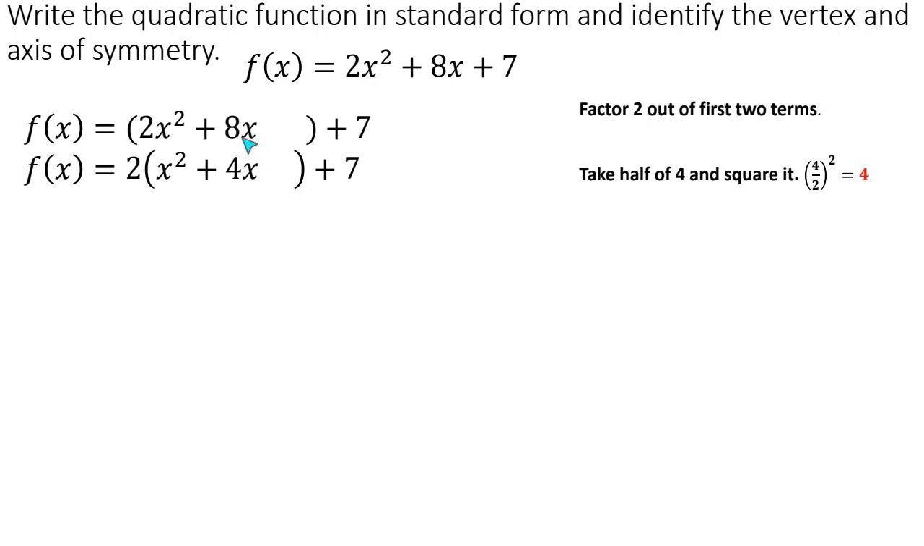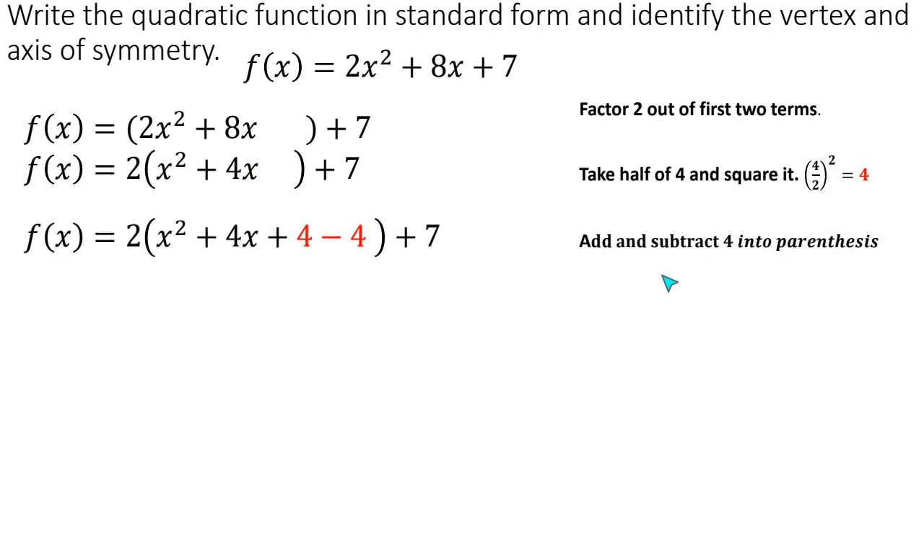I'm sorry, first we're going to factor out the 2, because remember that your x squared term has to have a 1 here. So if I factor out a 2, then I get 2 parentheses x squared plus 4x, and then parentheses plus 7. Now I can take half of 4. So half of 4 is 2. And then if we square it, we get 4. So we're going to add and subtract a 4 inside the parentheses, and then we go from there.